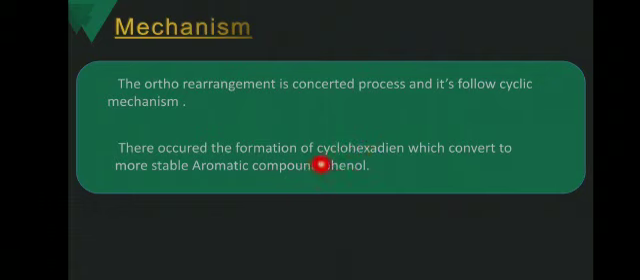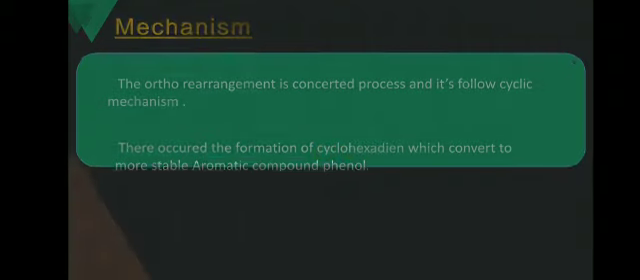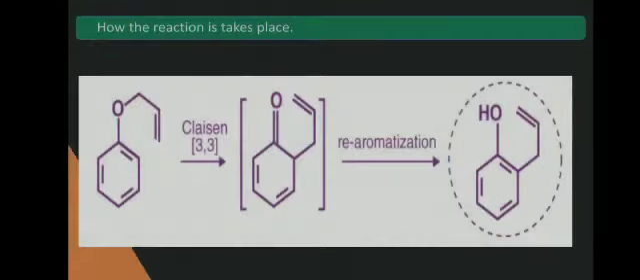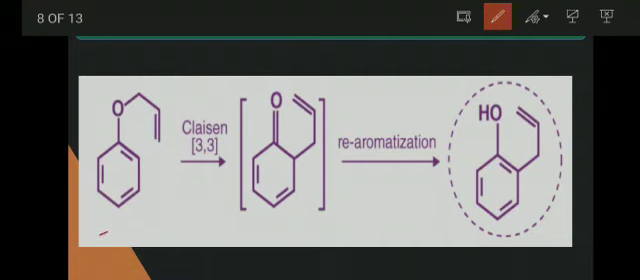I already told you the product formed is phenol, and that is the most stable compound. Here we see the mechanism of how the reaction takes place. So here I am going to explain the mechanism. So this is the allyl ether.